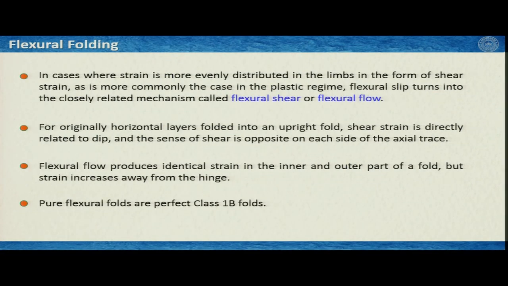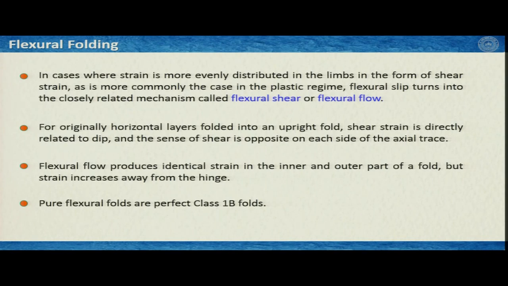Flexural shear is something where the individual displacements or individual shears along these layers are sort of homogenized by making the layers very, very thin. Or you can imagine, if you have a paperback book and you try to bend or fold it, then the individual slips do happen along the pages of this book. But if you draw a circle or a rectangle and then you deform it, you do not see the individual slips. It may appear as a continuous ellipse or a continuous sheared rectangle. So, these are known as flexural shear or flexural flow.